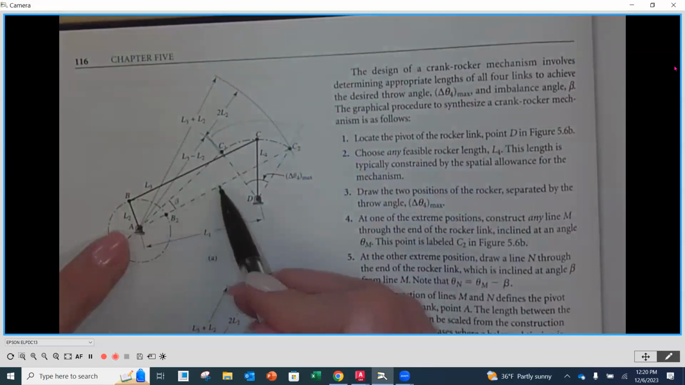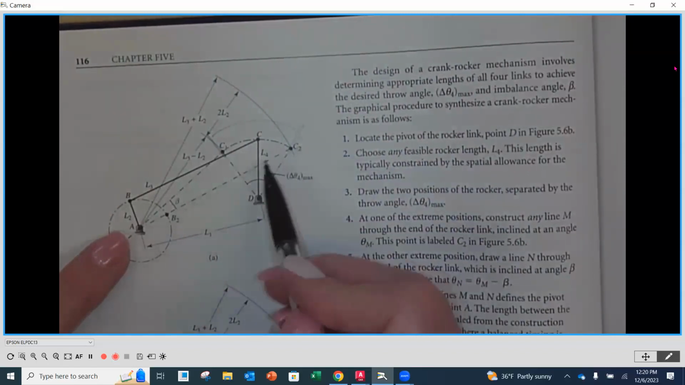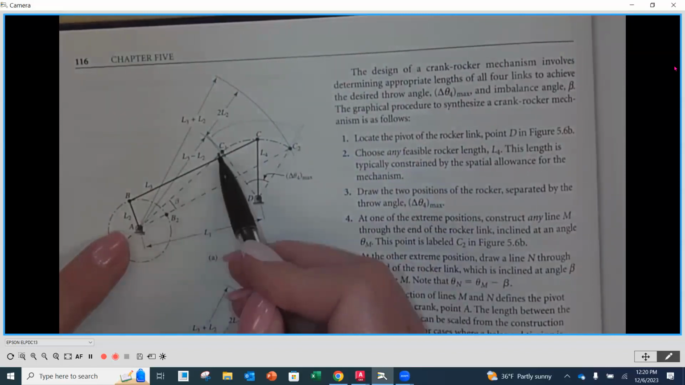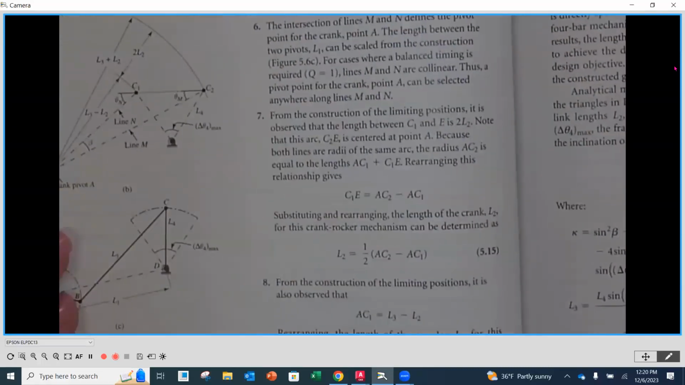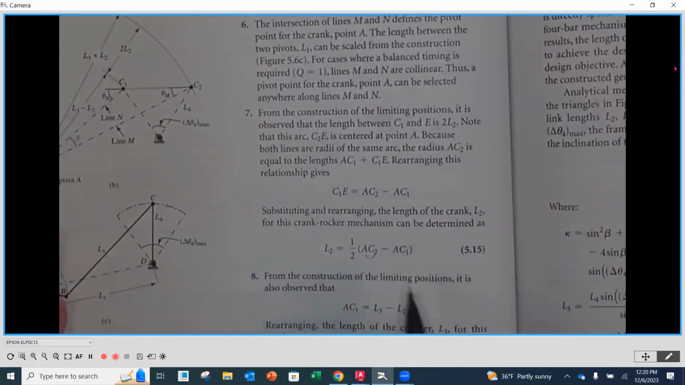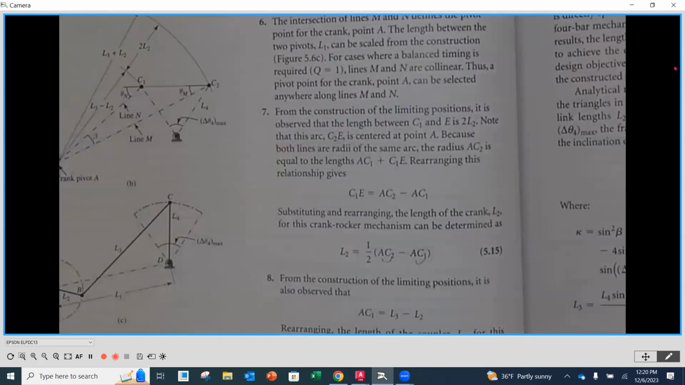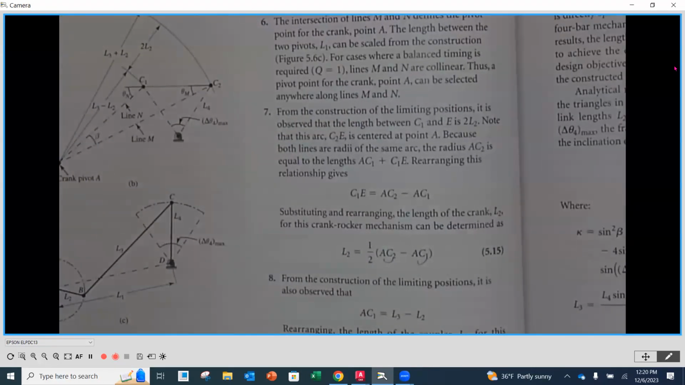So A to C2 is right there. A to C1 is right there. And those are the lengths of the lines that they're referring to. So it would be measuring that out, okay?